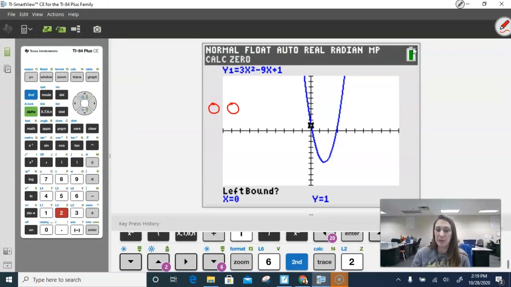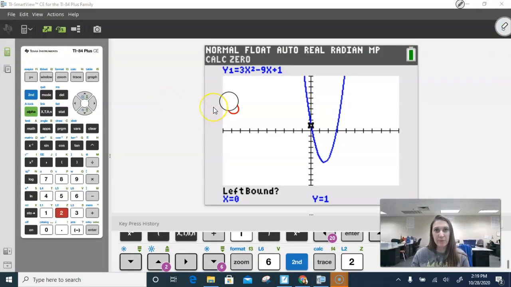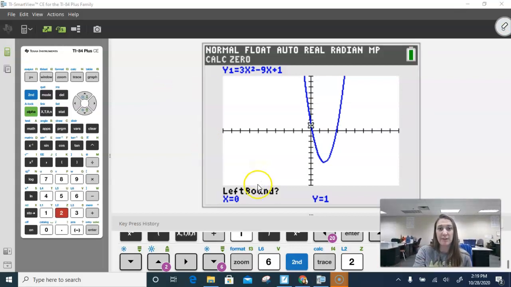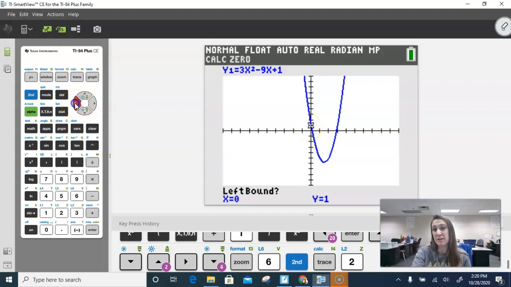Now, what I'm going to do is I'm going to erase that ink, because now that I've pulled up the prompt for zero finder, it's going to give me some instructions. And I have to find them separately, unfortunately. So I'm going to try to find this one first. And then the prompt at the bottom says left bound. You just have to make sure that your cursor is to the left or before it crosses the x-axis. So right now I already am to the left of it, but if you're not sure, you can just use your left arrow and kind of scooch a little bit. So get before the x-intercept, and once you're there, hit enter.